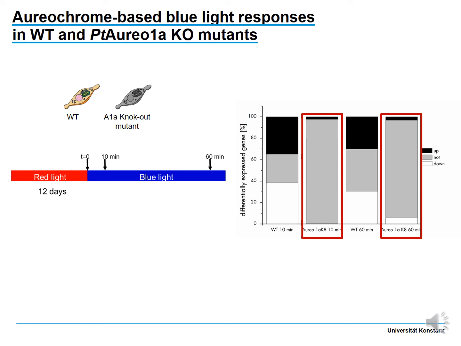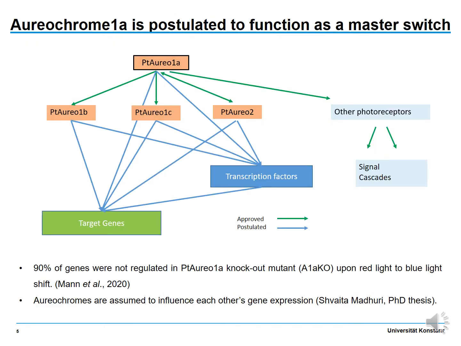Aureochrome 1A has been postulated to function as a master switch because 90% of genes were not regulated in the Aureochrome 1A knockout mutant upon red light to blue light shift condition. We came up with some assumptions about how Aureochrome 1A can affect such a huge range of gene expression. First, there must be cooperative functions among aureochromes. We know that they can form homo or heterodimers, and we think different combinations of aureochrome dimers can affect a lot of mechanisms in the cell. Second, Aureochrome 1A can affect other photoreceptors, as well as other transcription factors, which can regulate gene transcription that leads to the downstream signal cascade.